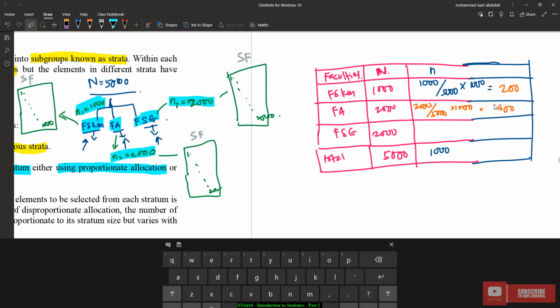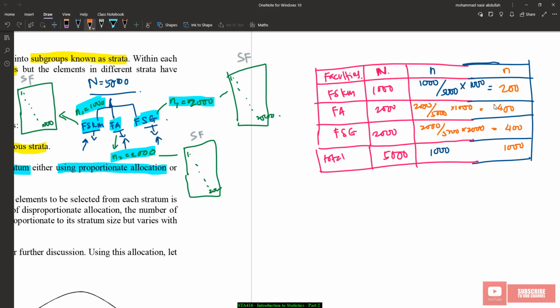And then for FSG also the same, 2,000 divided by 5,000 multiplied by 2,000 is equal to 400. So your sample size here should be equal to how many? 1,000. The total here should be equal to 1,000. Okay?